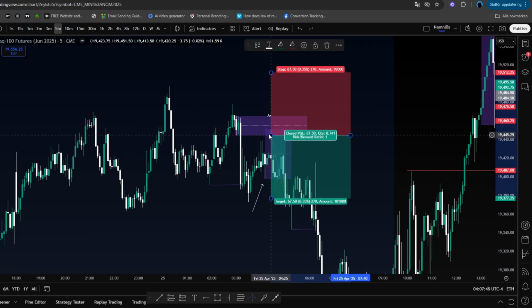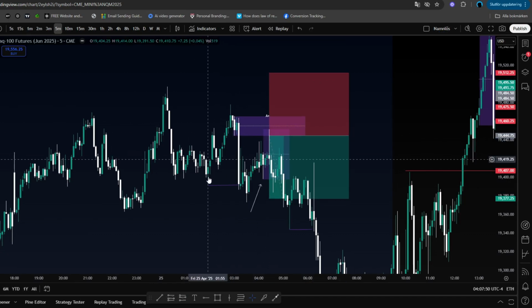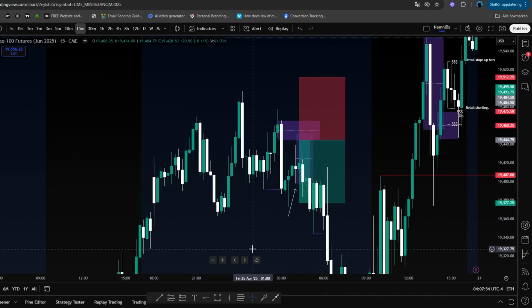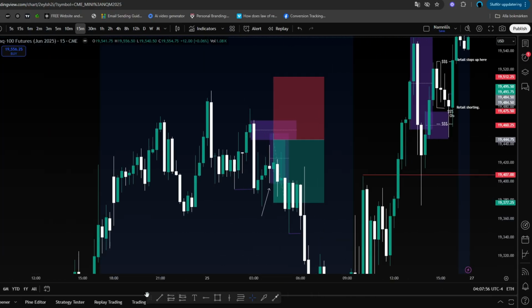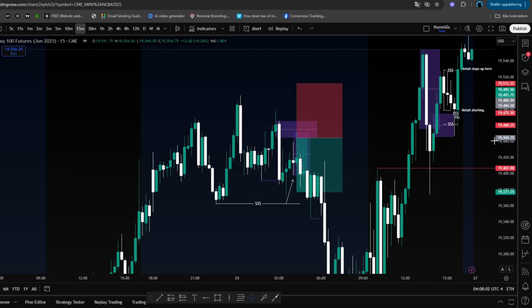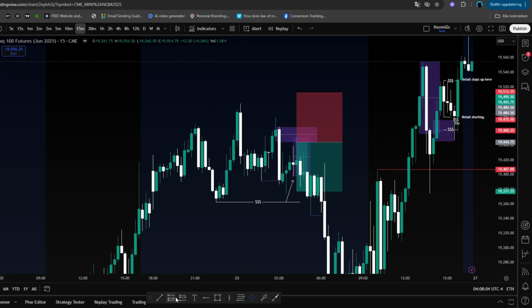This trade right here is an A+ setup. So first off, liquidity is everything, okay? So what do we have here? Right here, this is our draw, because that is where retail have a lot of liquidity.